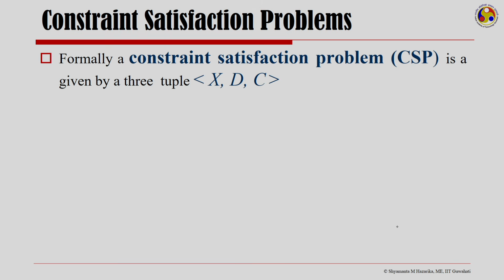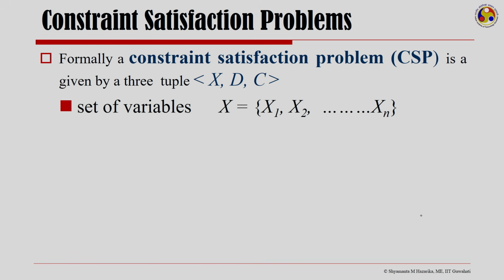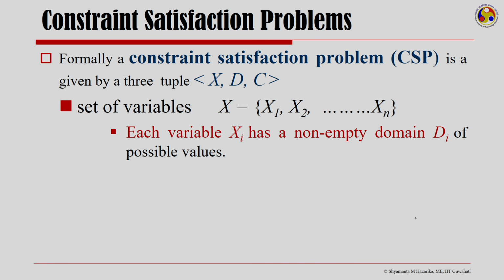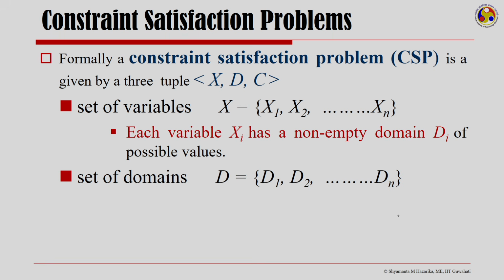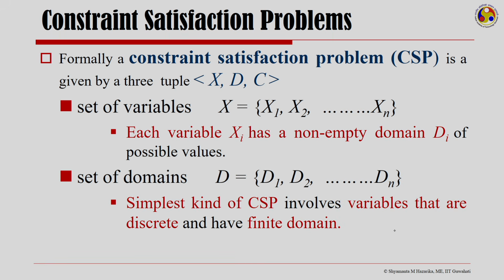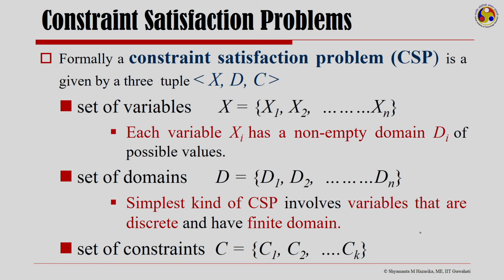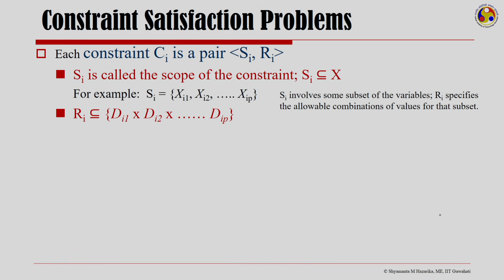Formally, a constraint satisfaction problem is a three-tuple: the set of variables. Each variable has a non-empty domain of possible values, giving a set of domains. The simplest kind of CSP involves variables that are discrete and have finite domains. Then we have a set of constraints. Each constraint is a pair. S1 is called the scope of the constraint and involves some subset of the variables. Ri specifies allowable combinations of values for that subset.